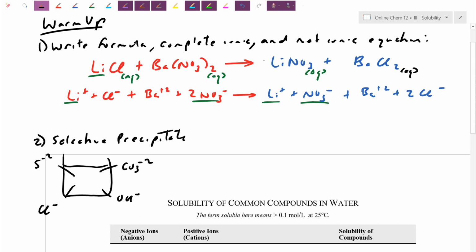Because I needed 2 nitrates here, that should be a 2 in front. So with that balancing, everything cancels out: 2 lithium, 2 lithium, 2 nitrate, 2 nitrate. We have 1 barium, 2 chloride. Wait a second, everything is a spectator.